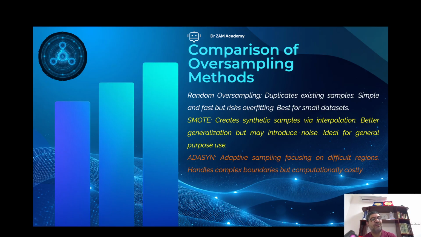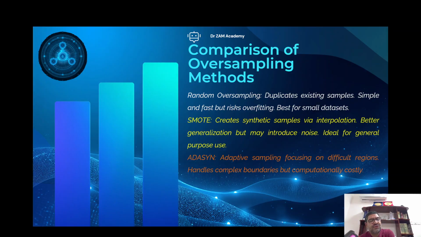Comparison of oversampling methods. If we compare these three methods which we have learned in oversampling, the first one was random oversampling. It duplicates existing samples, simple and fast, but risks overfitting, and is best for small data sets. Random oversampling is best for small data sets because it simply fills by randomly choosing values and adding duplicates randomly from the existing samples itself. There is a risk of overfitting in this, as we had discussed earlier as well.